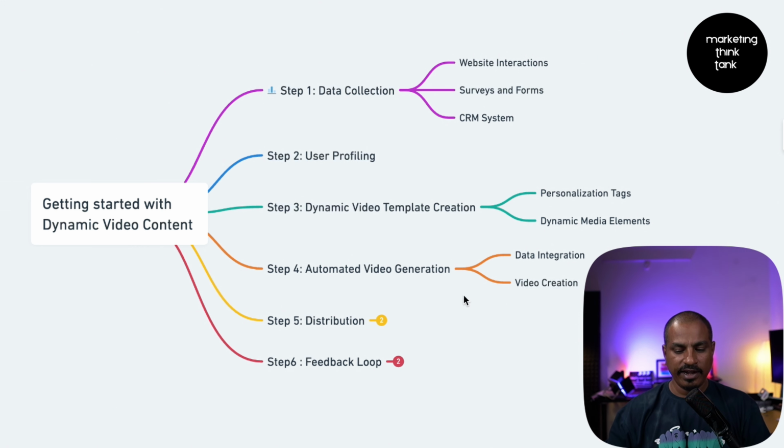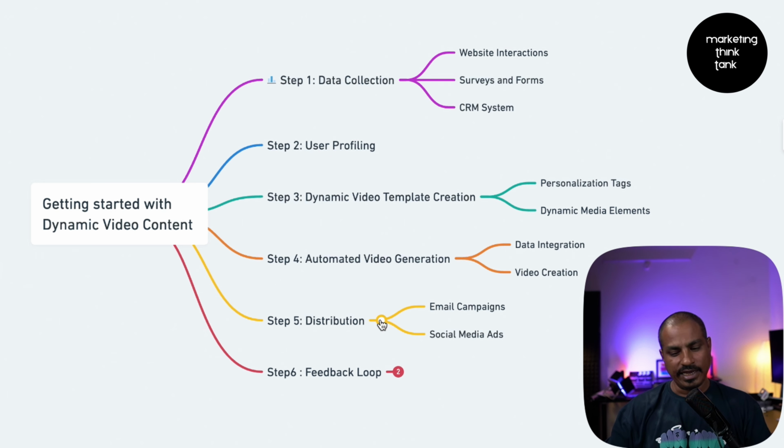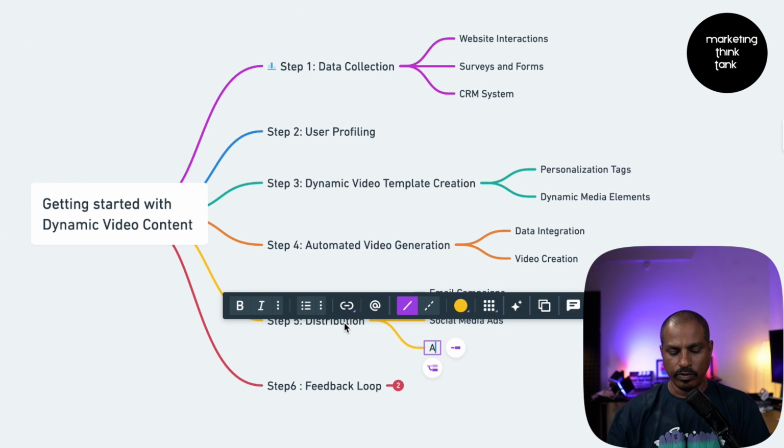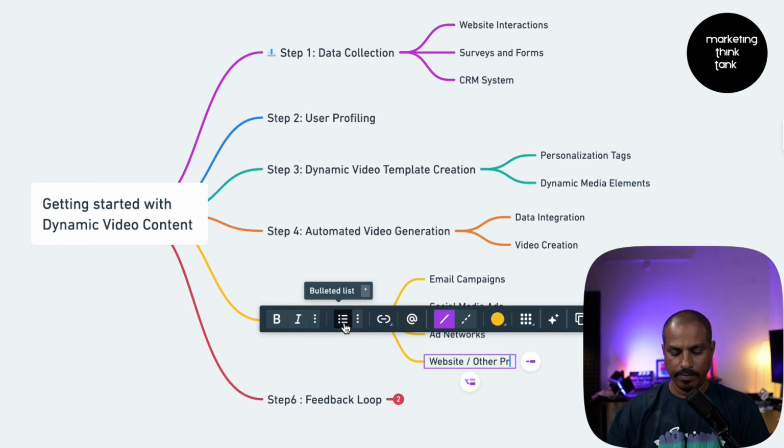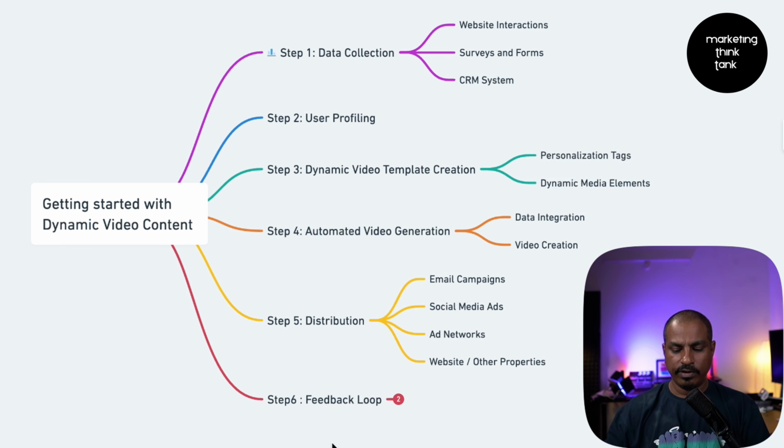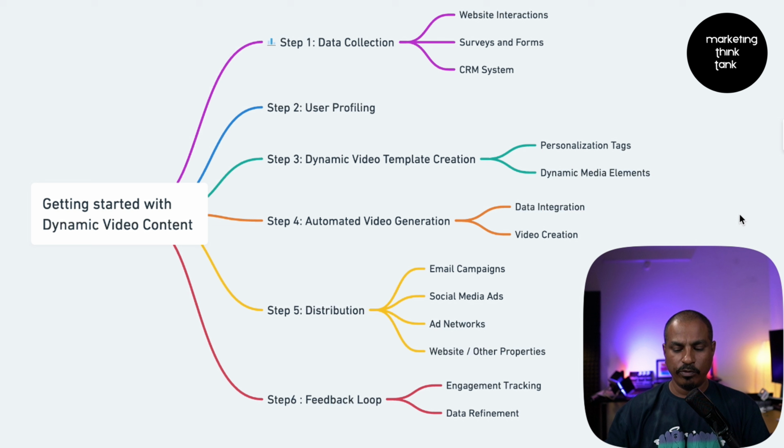Now, once the videos are created, they're up for distribution. And as I said, this can either go for email campaigns. It can also be posted on social media. For all you know, it can also be going into ad networks, or it could also be sent back to your website and other properties. Right? Now once that is done, you need to activate your feedback loop where you track your data, make necessary changes, refine the data, identify if something didn't work out, and then start making those changes. So that, ladies and gentlemen, is how you will effectively create seamless dynamic video content for the campaign at hand.